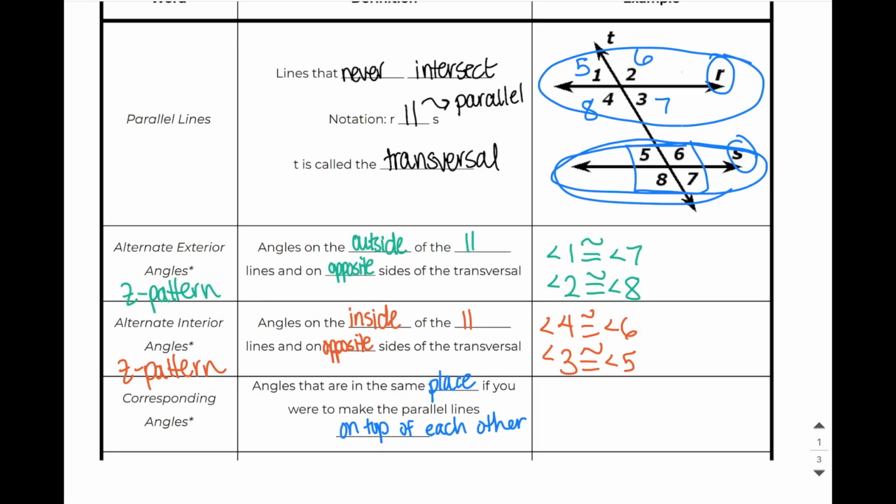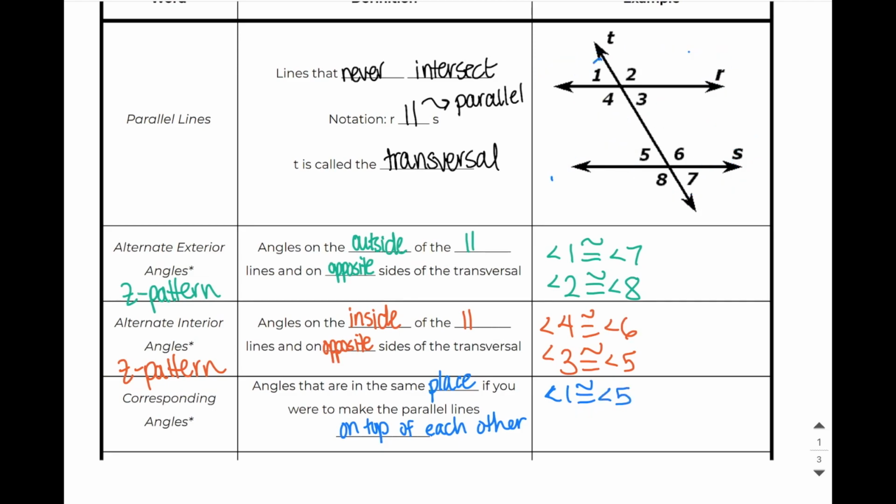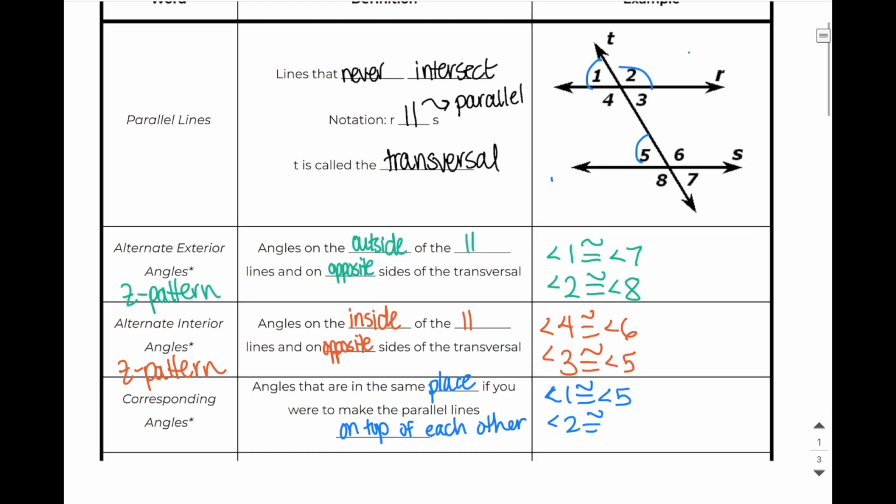So here we would say angle 1 is congruent to angle 5. If you notice, they're in the exact same spot respective to the lines that they are sitting on. Okay. Another example would be angle 2 would be congruent to angle 6.